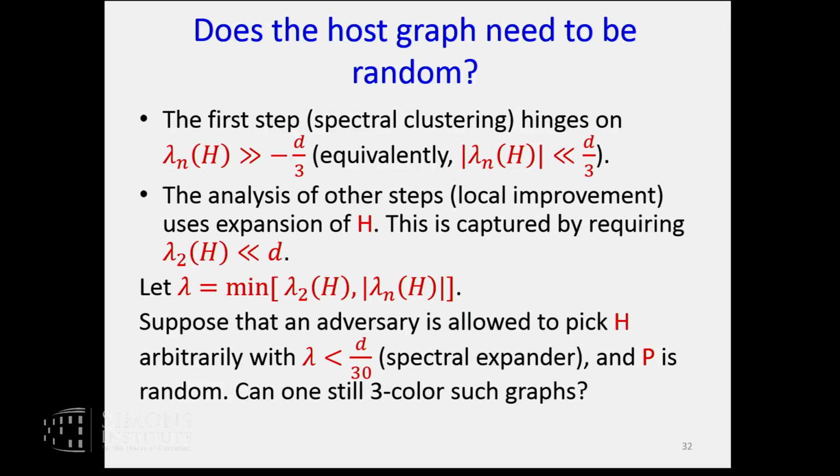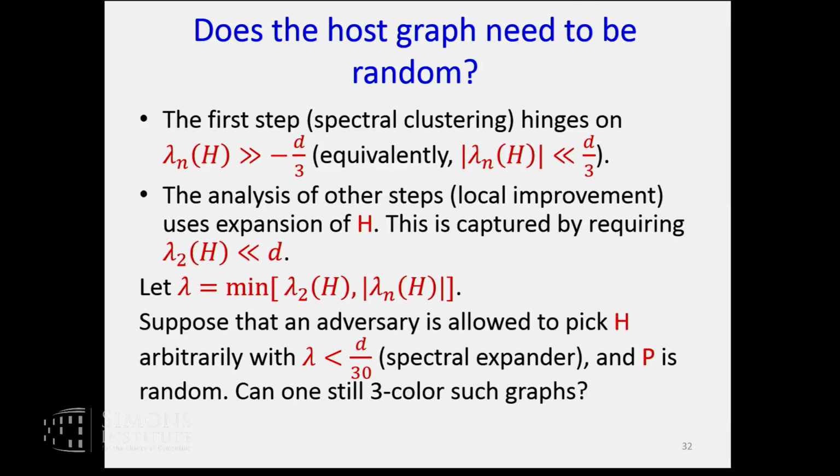So now we reach the topic of this talk. Where did we use randomness in this algorithm? So one question is, does the host graph need to be a random graph? The first step in the algorithm, the spectral clustering, uses facts about the spectrum of the graph, about eigenvalues. If we look at the analysis of the other steps, the local improvement step, for example, it uses the fact that H, the original graph, had high expansion.